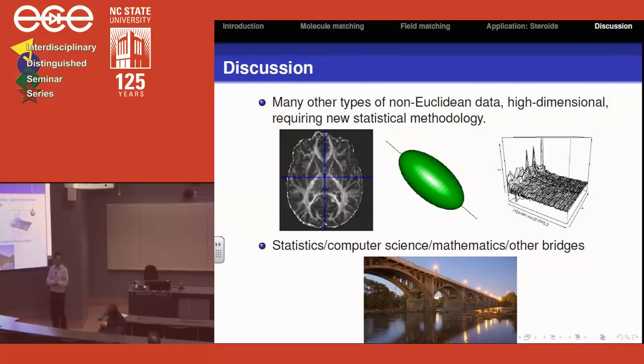Does anyone recognize that bridge? I would be very surprised if you do. No. It's in Columbia, actually, in South Carolina. So I drive over it each way every day. So I see a lot of that bridge. But it does remind me that it's good to link together. So that's the last slide, I think.